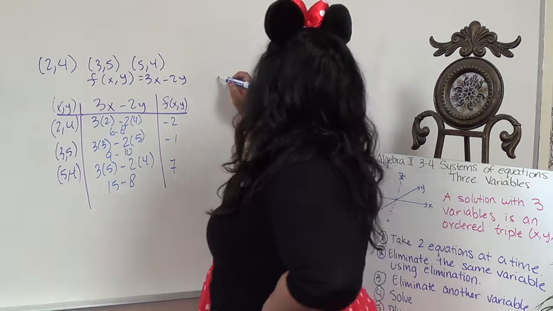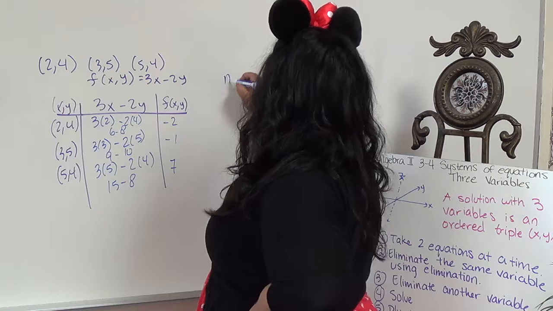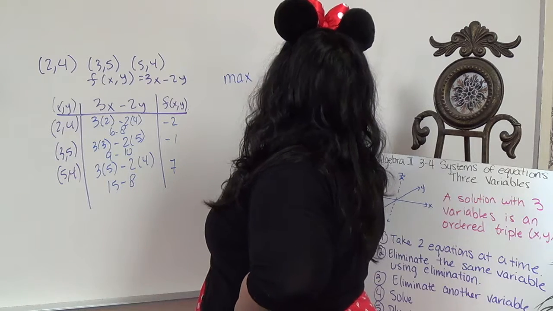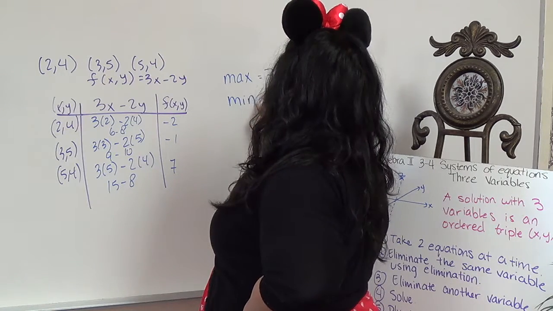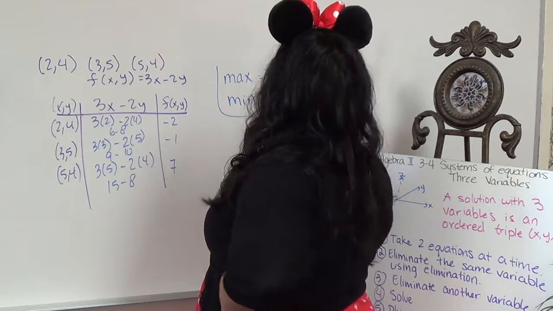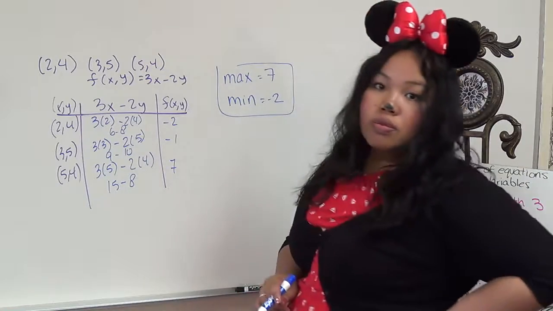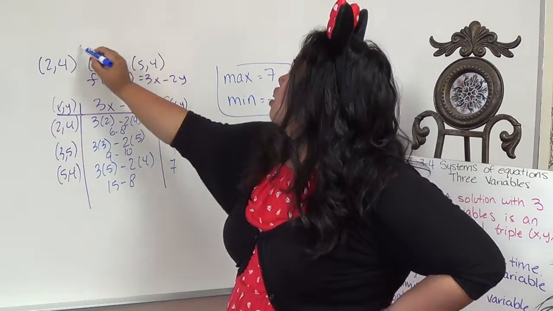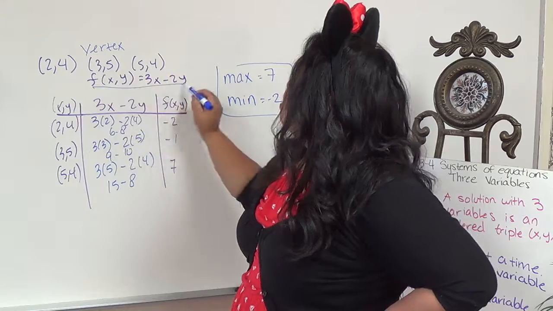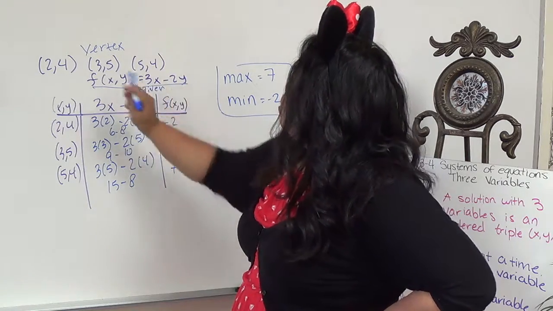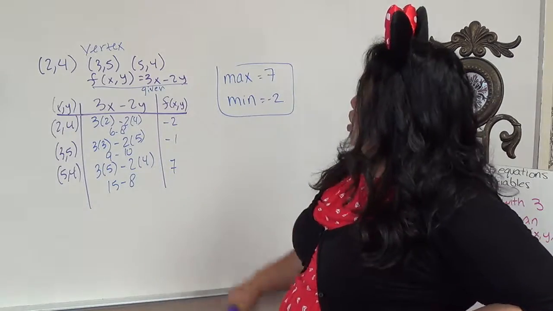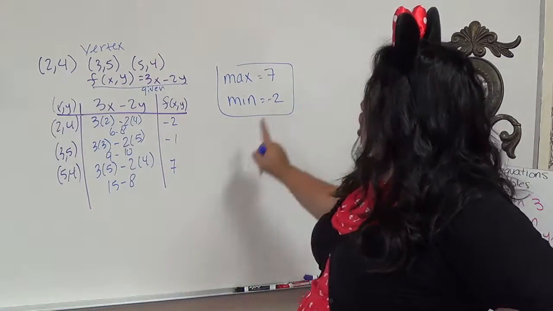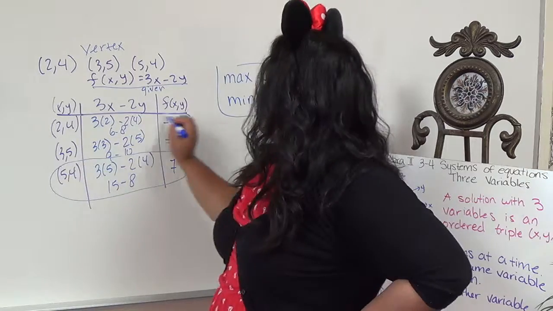Right? So our maximum value is 7. And our minimum value is negative 2. One more time, I found this 7 and negative 2 by taking the points, the vertices. These are my vertices. This is given to me. And I plug each vertex into the x and y of this equation to give me my answer. Okay? And this vertex gives me my minimum value, negative 2. And this vertex gives my maximum.